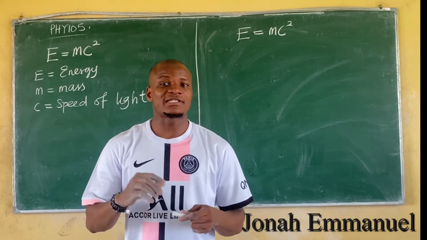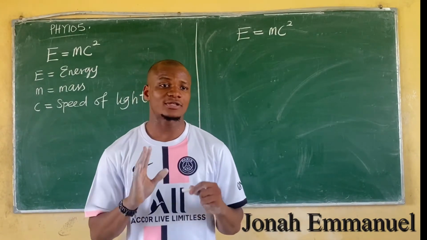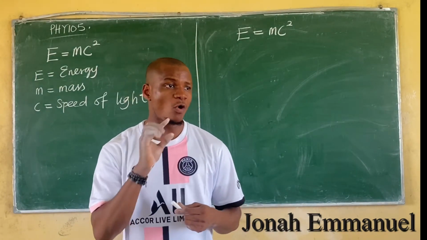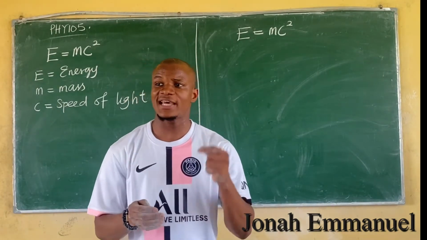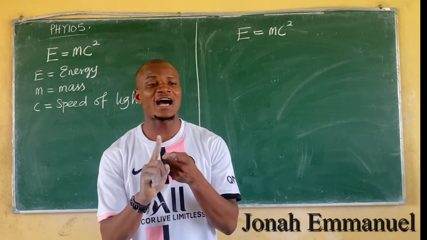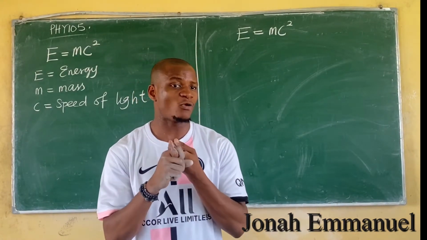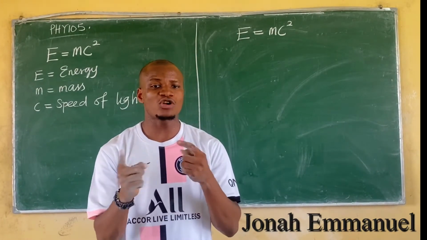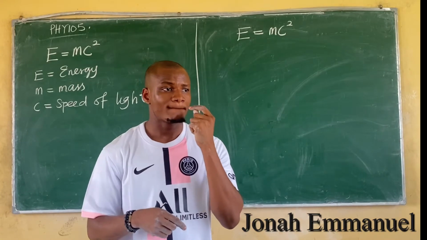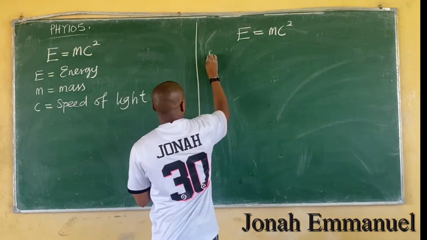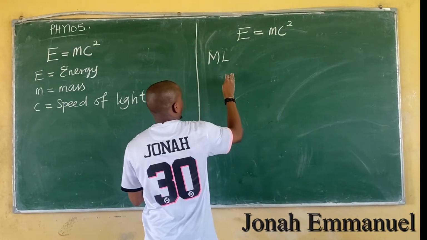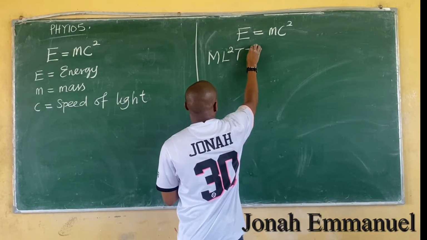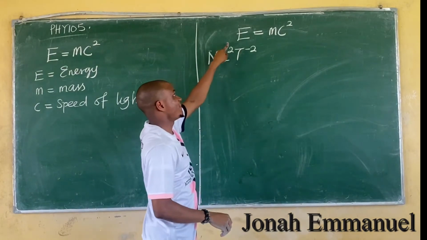So here's the concept. Dimension of energy and work done, in what? The same thing. Why? Energy is measured in what? Joules. Work done in what there? Joules. So since energy and work done both have joules as SI unit, they have the same SI unit. For work done, what's the dimension for work done? So M what? ML squared. So this is the dimension for energy.